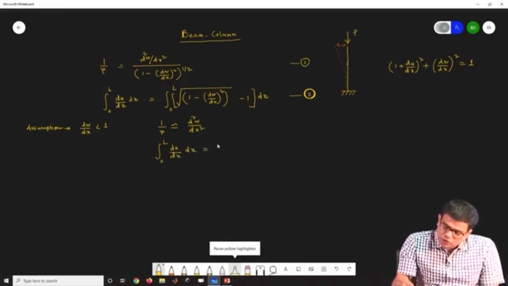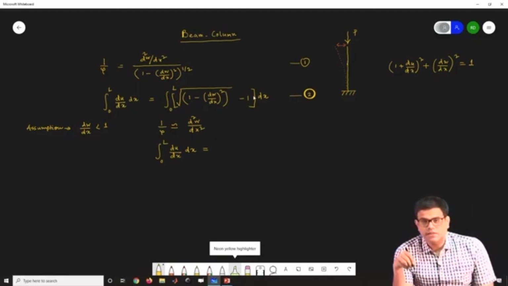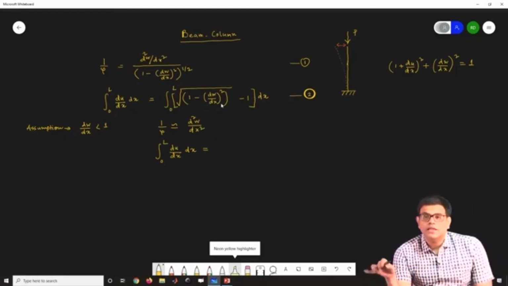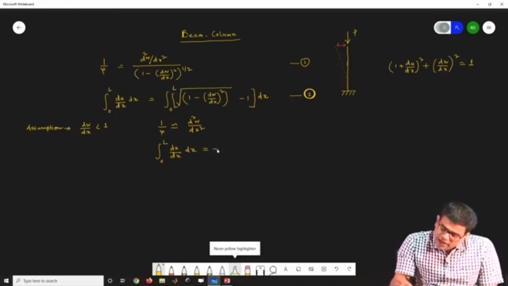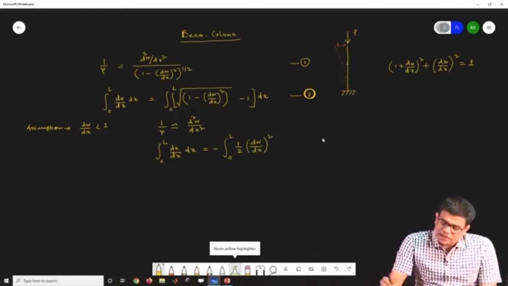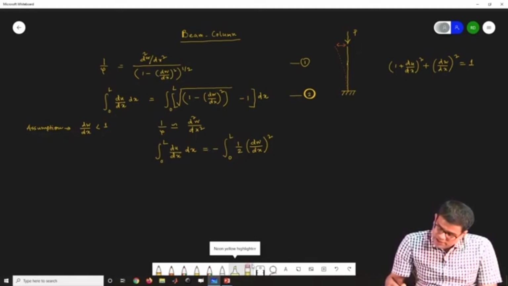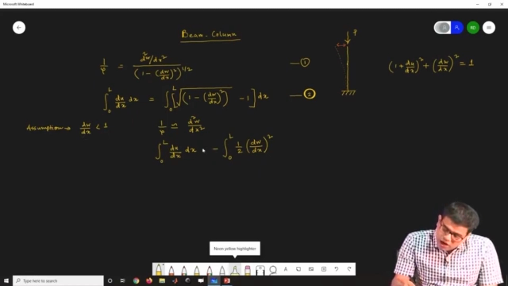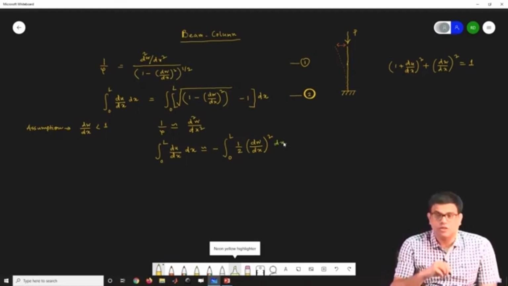This is the total shortening. So, if I expand this in series, to the power half, and then cancel this term, what I will get is minus integral 0 to L. So, 1 will cancel, and half will be there. Now I will have dw dx whole square plus other terms. Since this quantity is again assumed small, the higher order terms I am neglecting. So, this is my approximation.